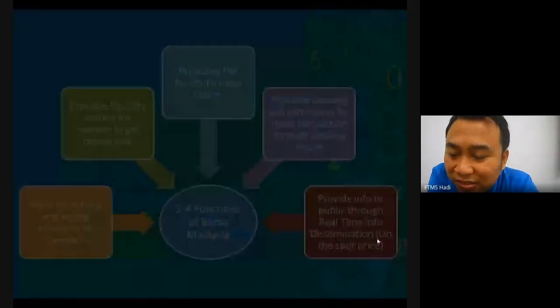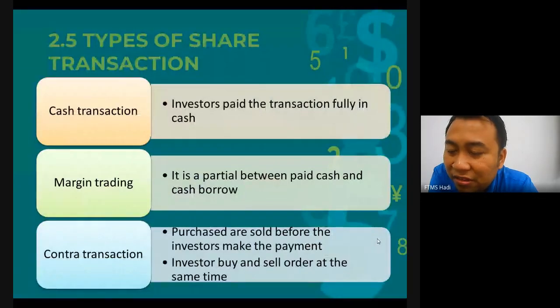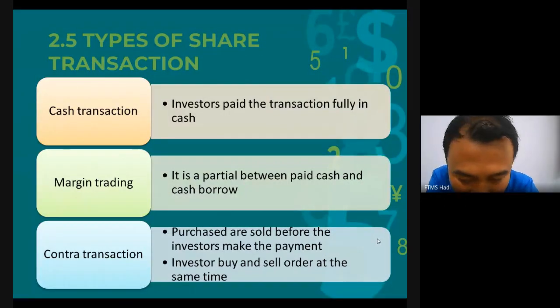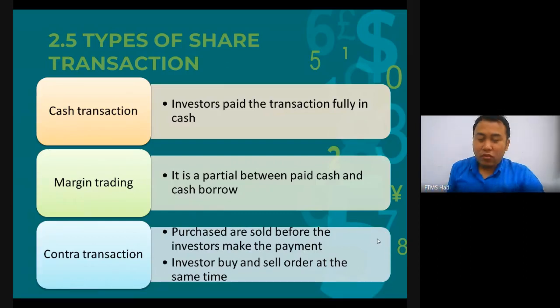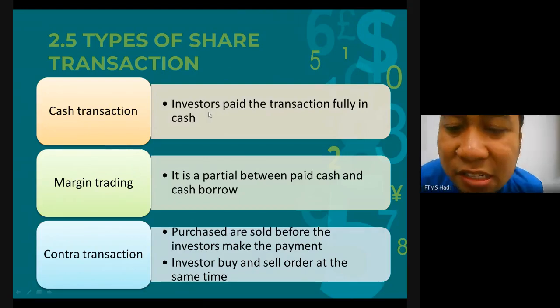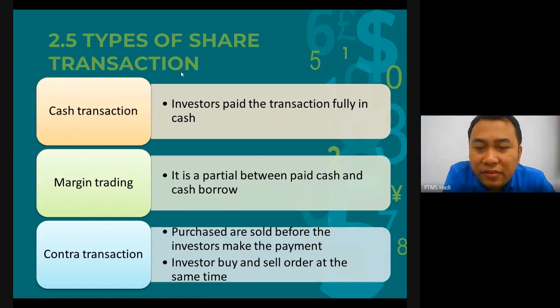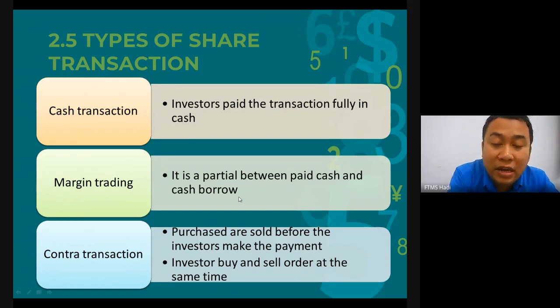All right, types of share transaction. There are three transactions. The first one, cash transaction. The second one, margin trading. The third one, contra transaction. Cash transaction means that the investor pays the transaction fully in cash. If the investor wants to buy shares, they need to pay by cash. Margin trading is partly paid cash and partly borrowed cash. That means sometimes half cash and half loan. That is the way they purchase the shares.